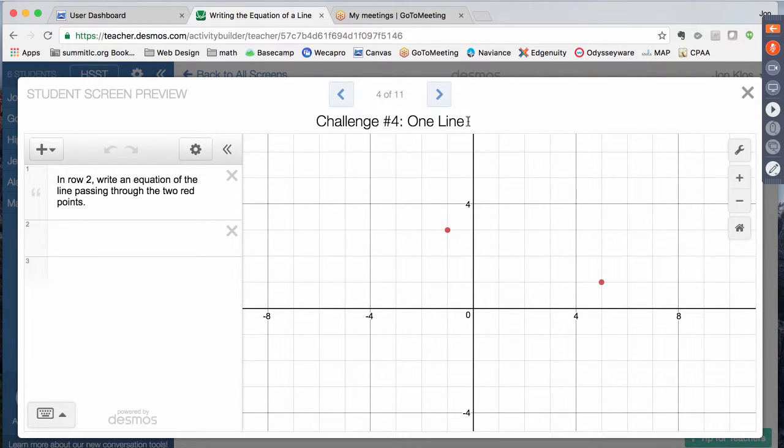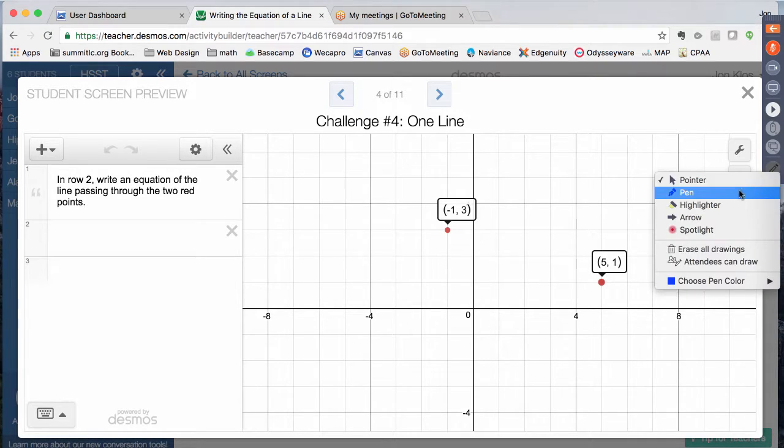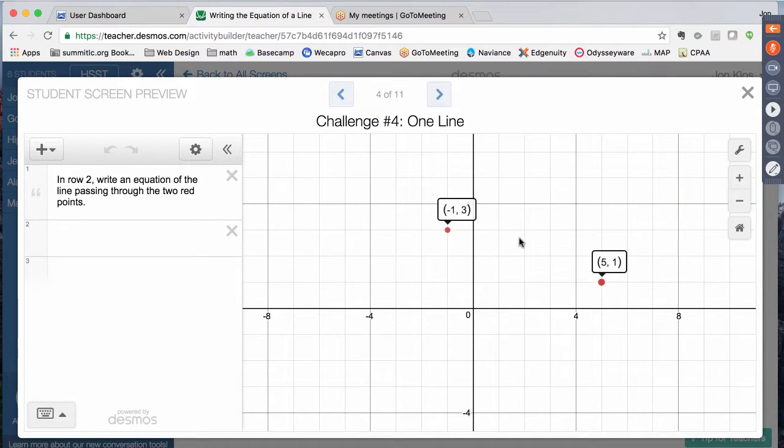When you get to challenge 4, now I don't have the y-intercept. I have a point and another point. But now this is a good one in which we could use point-slope form. So I'm going to walk you guys through that. So I'm going to use this point, 5, 1. But first I want to find the slope.